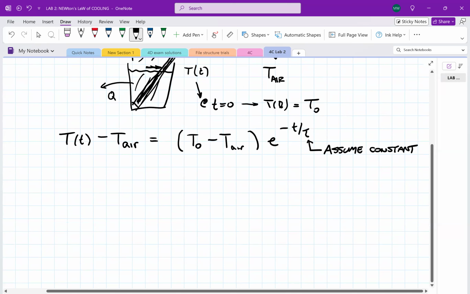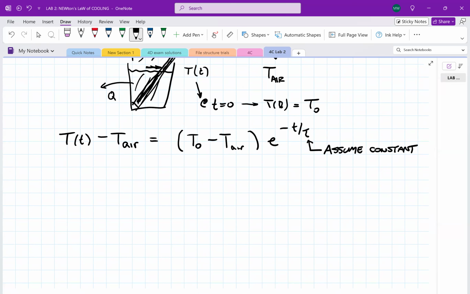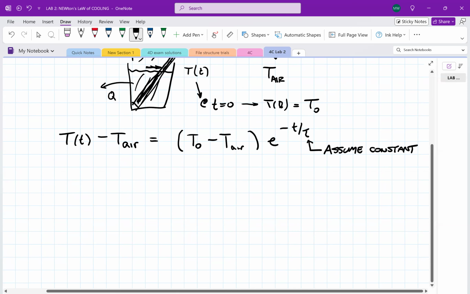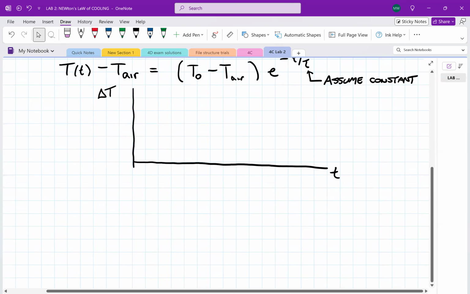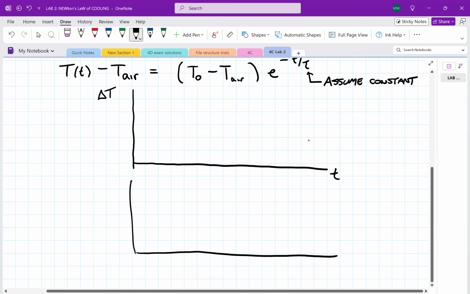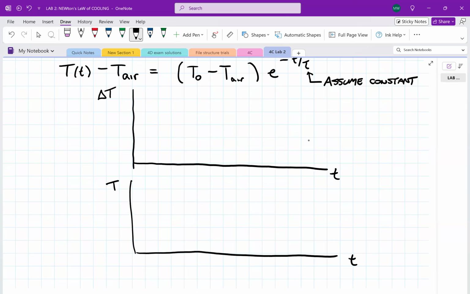The first thing to do before doing any of the measurements is to make predictions. So please predict what's going to happen to the temperature of the hot water, the warm water, and the cold water as functions of time, just graphically. Take a look and see what you think is going to happen. I could do one of two things: look at the temperature difference as a function of time, or look at the actual temperature as a function of time. You can do either one, whichever you prefer.